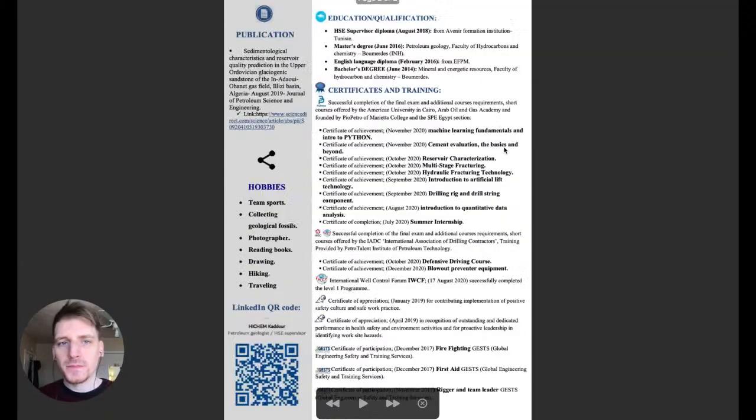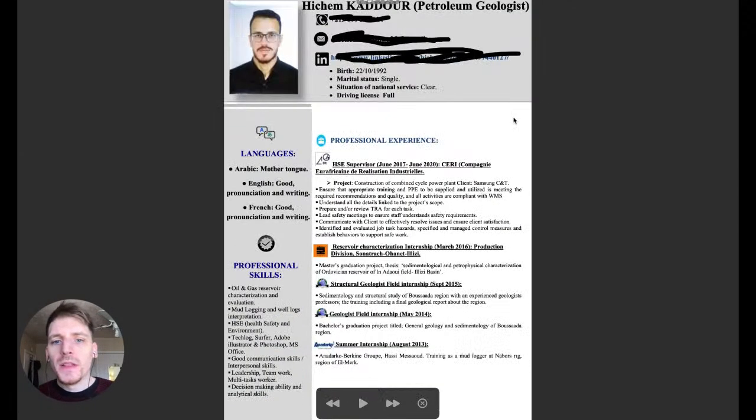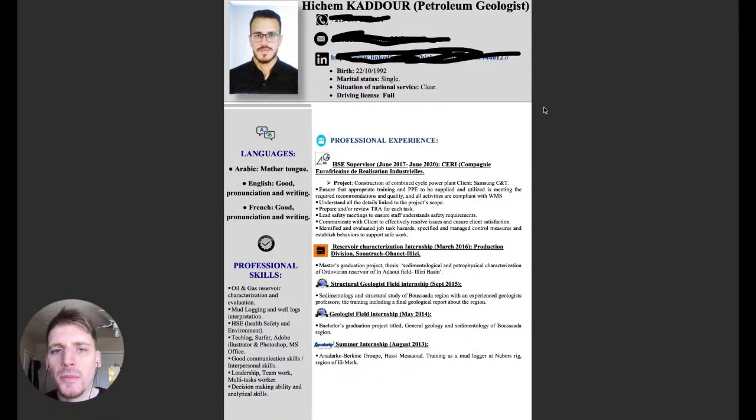All right. So this is an interesting resume, and as you see here, you see marital status single, driver's license full. I mean, if it's required for the job, perfect, go for it and put it. Otherwise, the driver's license you cannot put it, and the marital status usually, yeah, there is no need.